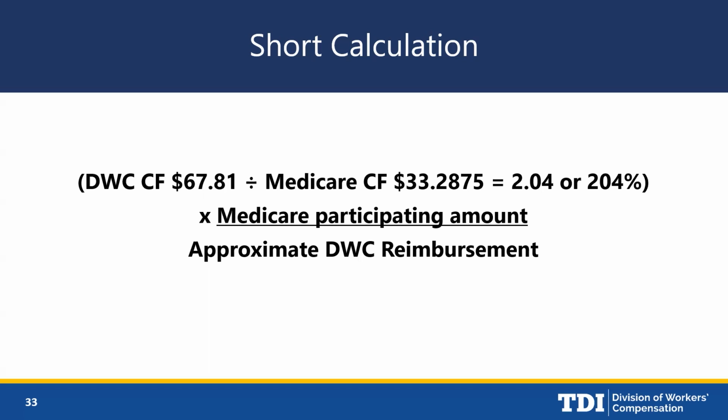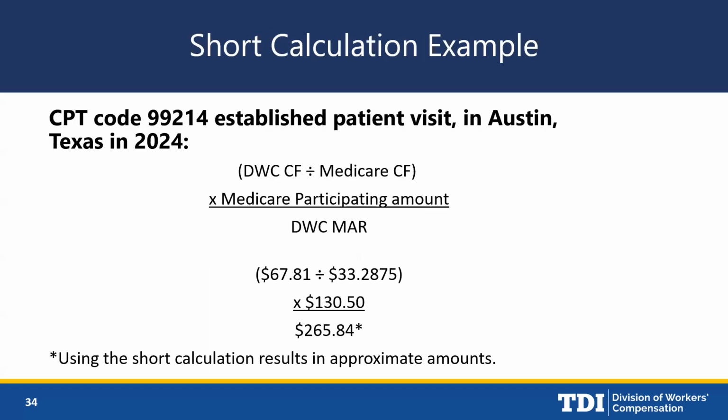If you're doing the shortcut, there can be some cents off here and there, but if you're looking for a shortcut, that's the way to do it. So let's take the 99214 and do the short calculation example. This was done in Austin, Texas. So you take our conversion factor divided by theirs times the participating amount equals our MAR. 67.81 divided by 33.28 times the participating amount. I showed you where to look on the Novitas Solutions site. That's $130.50, and that equals $265.84. That's the shortcut if you want to know.